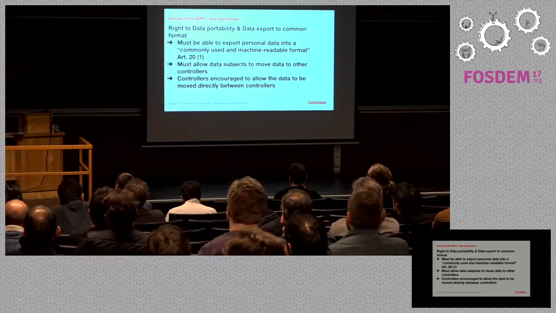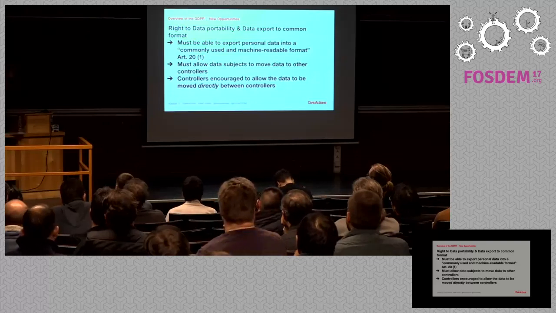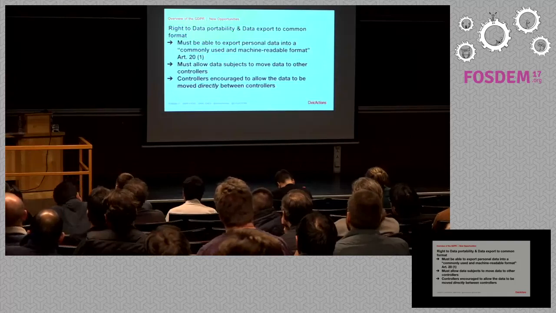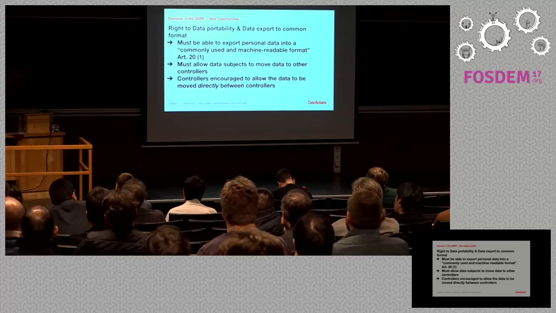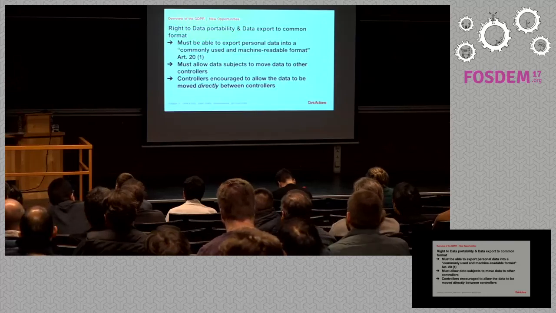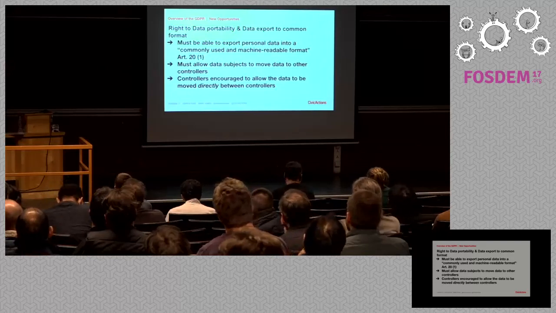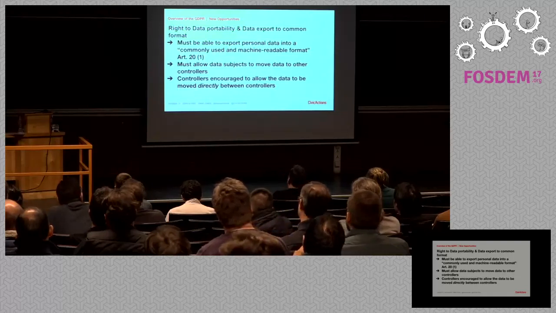I don't think anyone's going to seriously contend that a PDF file is a commonly used machine-readable format for a social network that maintains social relationships, right? How easy is it going to be for him to ask a computer to reconstruct his social relationships with friends that he had stored in Facebook by parsing a PDF file? I'm like, it's going to be kind of a challenge, right? So this standard doesn't exist. The other thing that they're asking here is that it's going to be an expectation that controllers, remember these are the corporations that are collecting your data, allow you to move data between controllers directly, right?